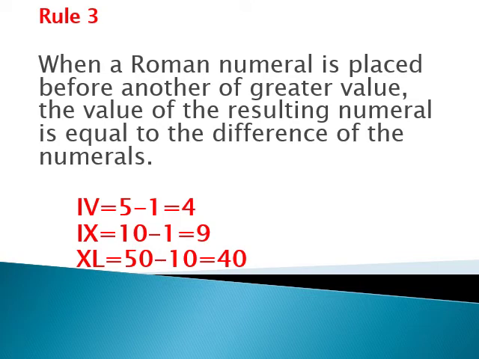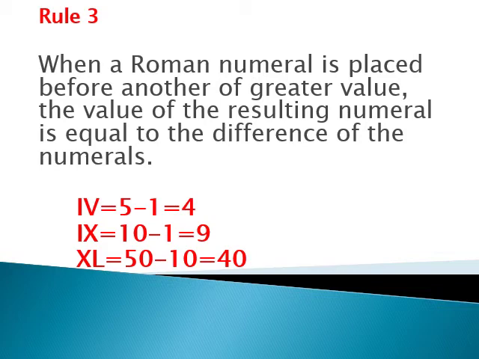Rule 3. When a Roman numeral is placed before another of greater value, now look what I am saying, not after, I am saying before another of greater value, the value of the resulting numeral is equal to the difference of the numerals. Difference. So, if you look at the first example, IV. I is of a smaller value, V is of a greater value. That means when a Roman numeral is placed before another of greater value, here is V, I is of smaller value, so we have to find the difference.